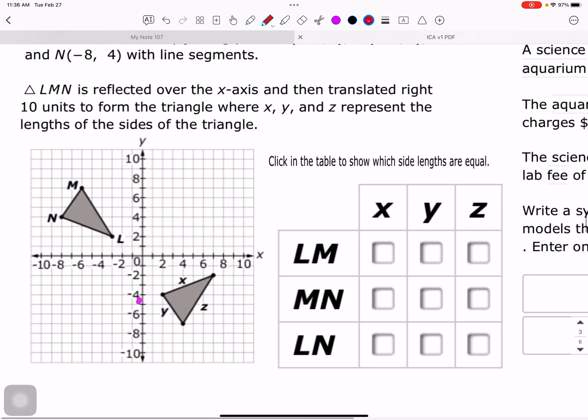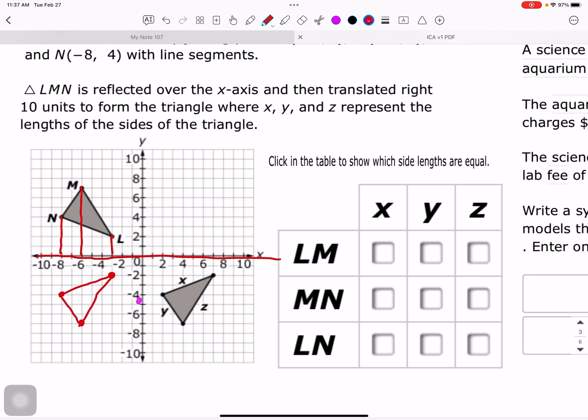17. Reflect this over the x-axis. If this is the mirror, this guy's 2 away from the mirror, so his reflection is going to be 2 away from the mirror. This guy's 7 away from the mirror, so his reflection is going to be 7 away from the mirror. This guy's 4 away from the mirror, so his reflection is going to be 4 away from the mirror. And look, this is where they go.